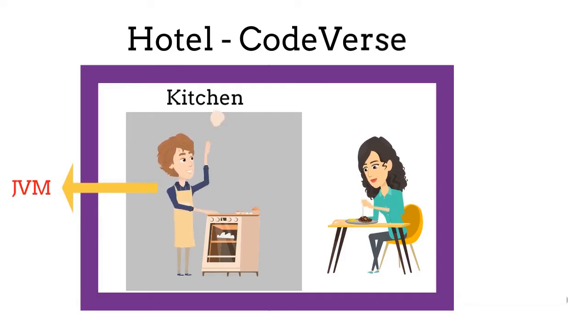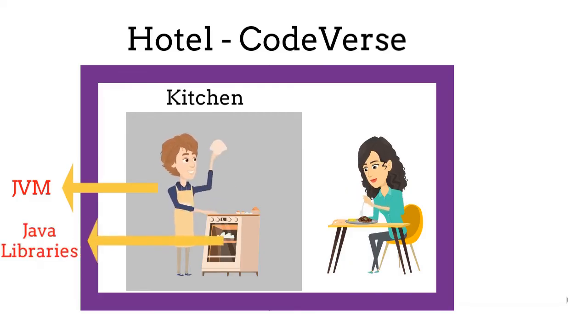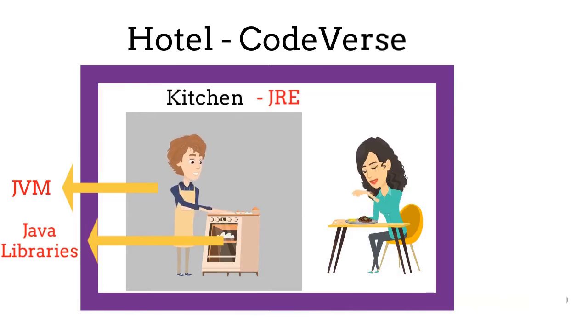But JVM needs some tools to execute that program, like libraries for a Java program and some other files also. So JVM plus libraries plus other files is called the Java Runtime Environment, that is JRE. JRE is the same as the kitchen we define for our cook, which has libraries and files available for development.